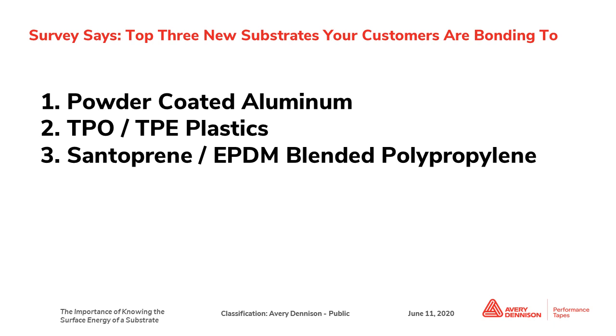Yeah, and I would agree with how the customers responded to the survey. I've seen some of these materials popping up recently. First, I'll start with number three there. Santoprene or EPDM, which is typically used in rubber components, like rubber extrusions and stuff like that. But I had found out that you can actually blend these types of rubber materials with plastics like polypropylene. And specifically, the parts I had worked on with a few customers were an EPDM blended polypropylene.